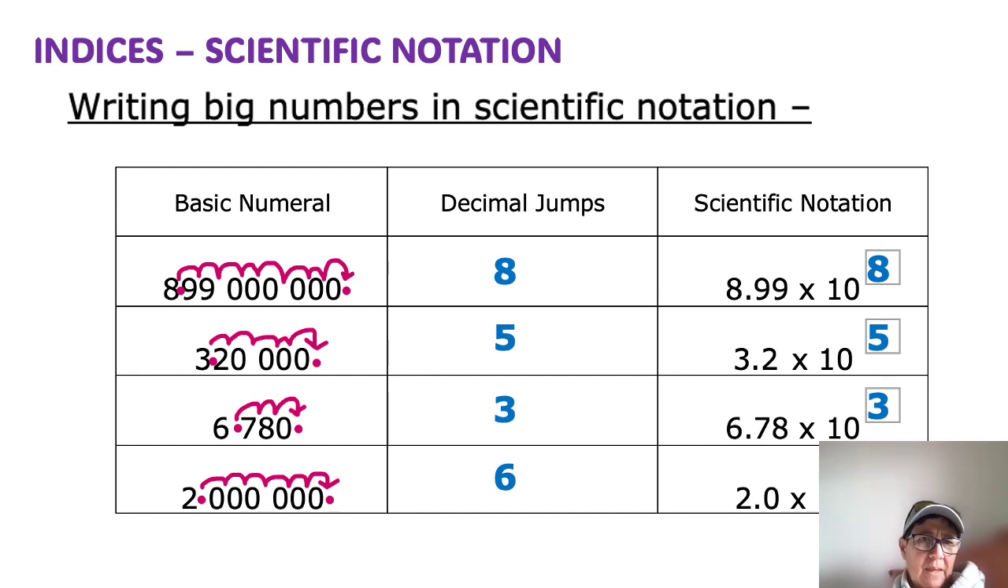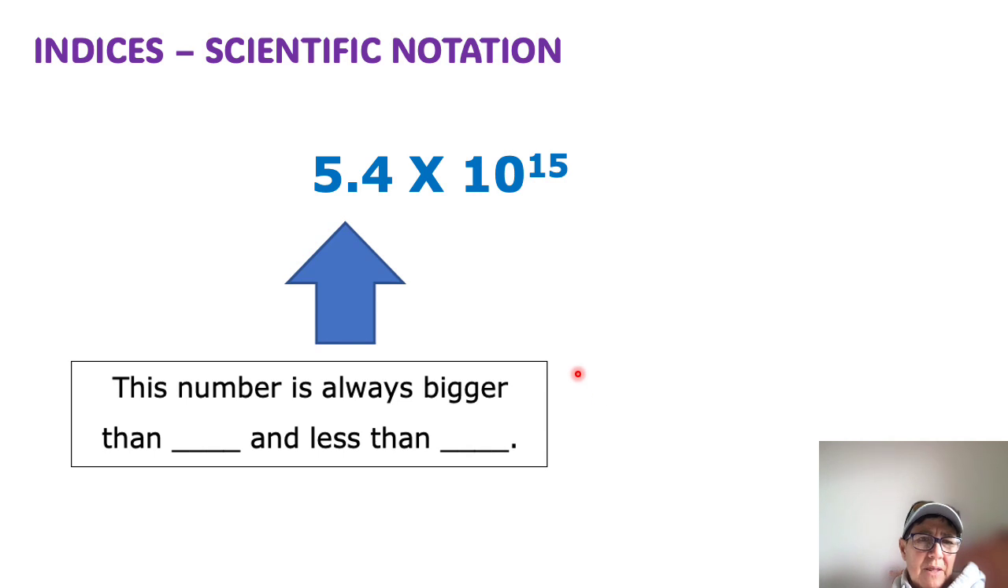Now this is one thing you really have to look at. The number that is out the front of the times 10 is a number that's always bigger than 1 and always less than 10. So all the questions we had on that last page, they were all bigger than 1 and less than 10. Right, so that's big numbers.